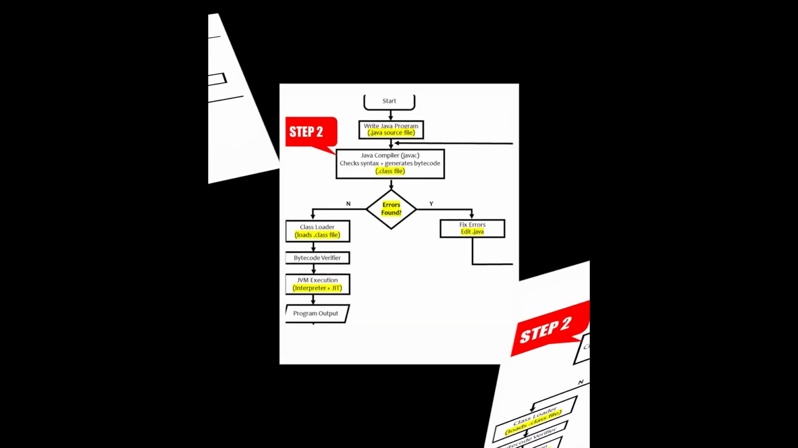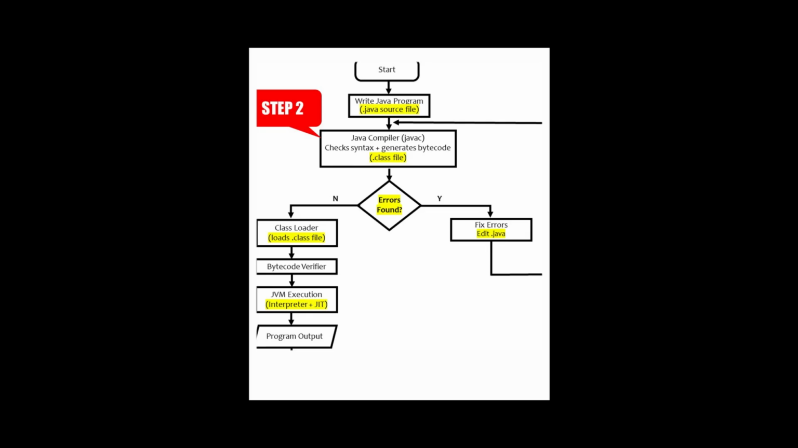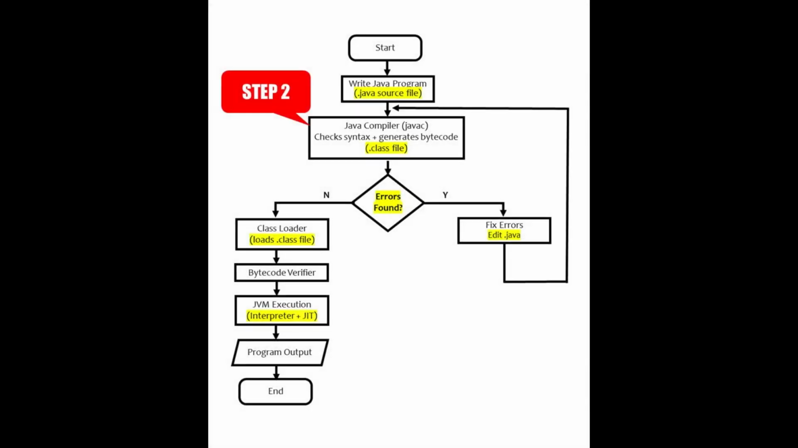Step 2 is the compilation, or javac. Next, the program is passed to the Java compiler, also known as javac. The compiler checks for syntax errors and converts the program into bytecode, stored in a .class file.